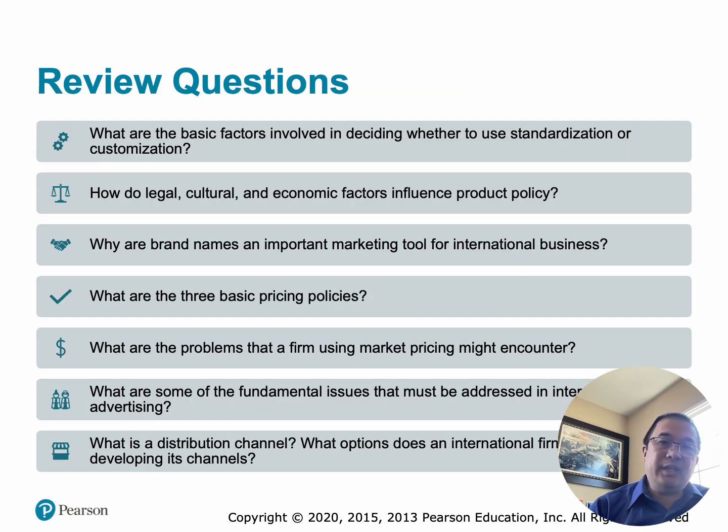Okay, so this contains the key review questions for Chapter 16. Number 1, what are the basic factors involved in deciding whether to use standardization or customization? Companies must decide whether to sell the same product worldwide, standardization, or adapt it to each country, customization. Factors to consider are legal requirements, cultural differences, economic conditions, customer preferences, and competitive environment. Coca-Cola uses a largely standardized brand globally, while McDonald's customizes menu items for local tastes.